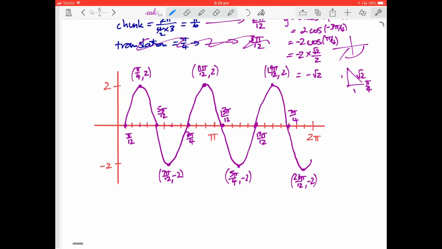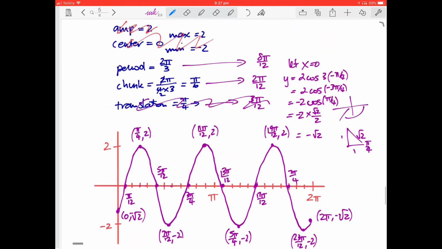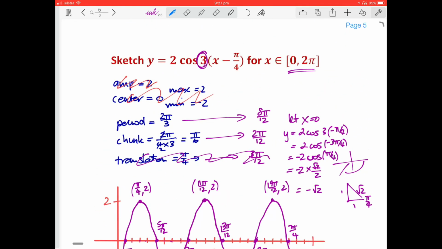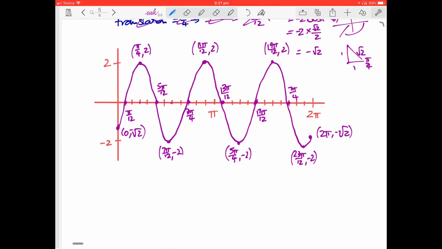So this value here is 0, -root 2, and then this value here is the same value, but at 2 pi. Okay, so there's our graph of 2 cos (3x minus pi on 4) for 0 to 2 pi. And we've got a 3 out the front. That tells us how many graphs we should do between 0 and 2 pi. And you can see here we've got 3 full graphs, because that section and this last graph together make a full graph.